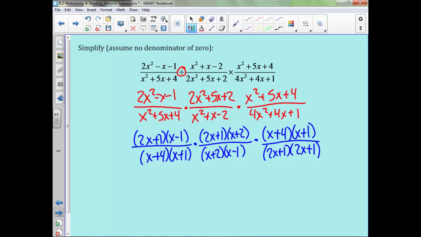And now let's see here. This 2x plus 1 can cancel with the 2x plus 1. Another 2x plus 1 will cancel with that 2x plus 1. x plus 1 divided by x plus 1. x minus 1 and x minus 1. x plus 2 is there, x plus 4 is here, and we are left with 1.